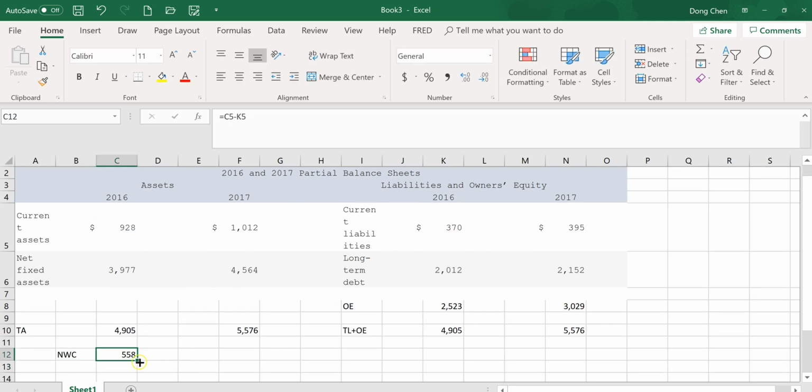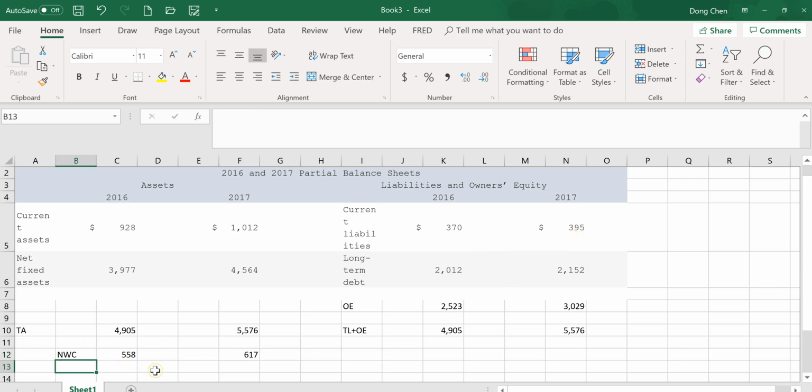And we do the same for 2017. Get rid of the intermediate numbers. So you can see that this number is simply F1, which is F5, the current assets of 2017, and N5, which is the current liabilities of 2017.